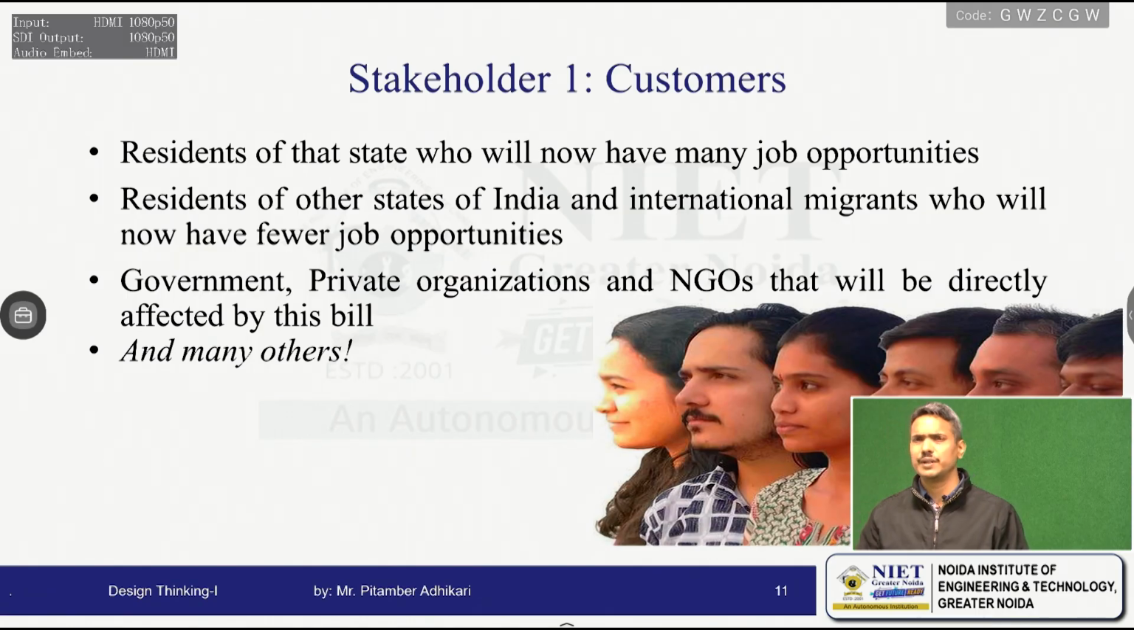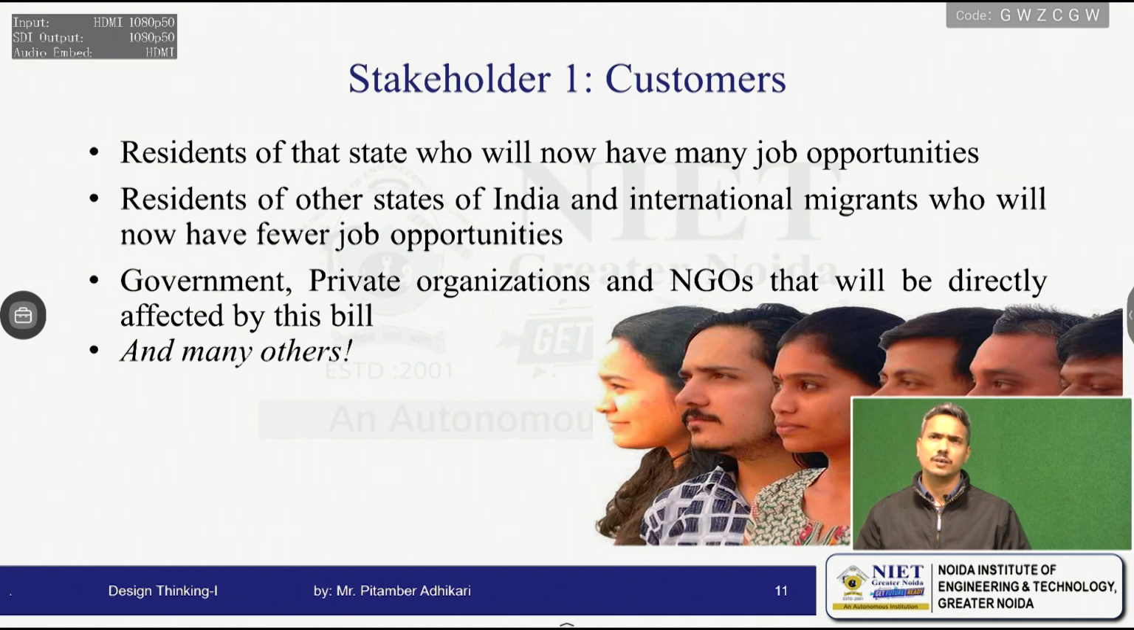So the residents, the natives, or the local people will come under this category, and the residents of other states who were previously working in that state will also fall in this category. And the organizations, whether private, public, or any NGO, will also fall in this category, because there will be a huge change in the team compositions of all these organizations because of this law. So this is the first part, stakeholder 1, that is customer.